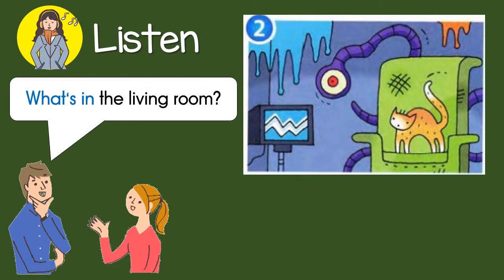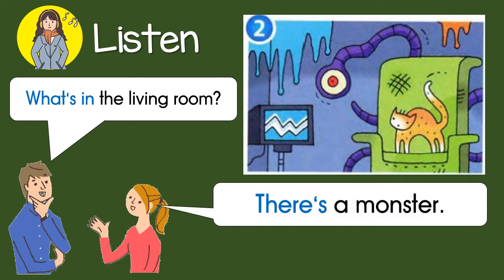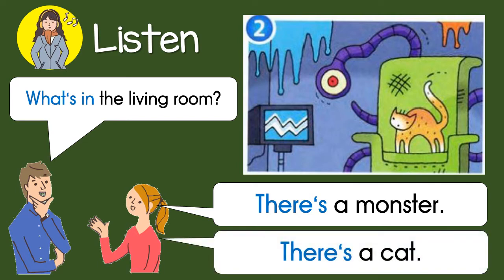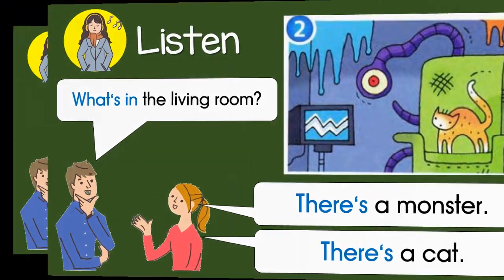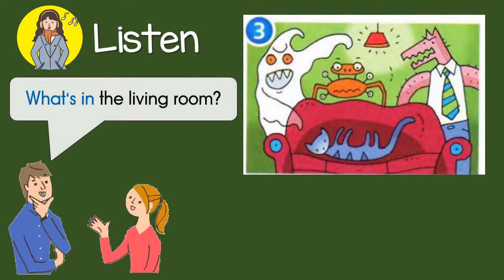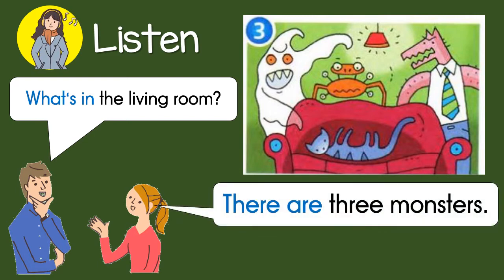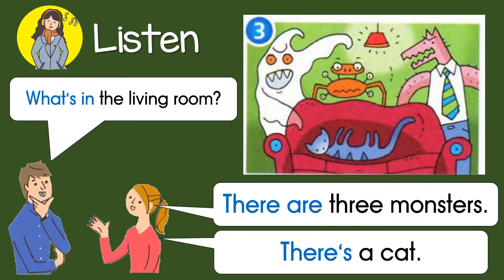What's in the living room? Apa di dalam ruang tamu? There's a monster. Ada seekor raksasa. There's a cat. Ada seekor kucing. What's in the living room? Apa di dalam ruang tamu? There are 3 monsters. Ada 3 ekor raksasa. There's a cat. Ada seekor kucing.